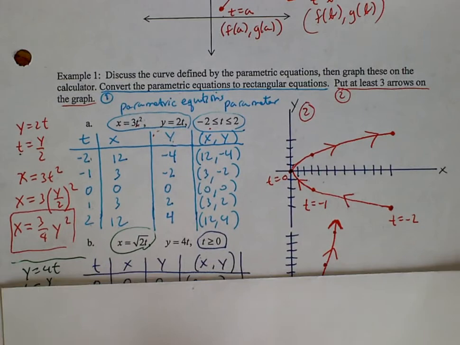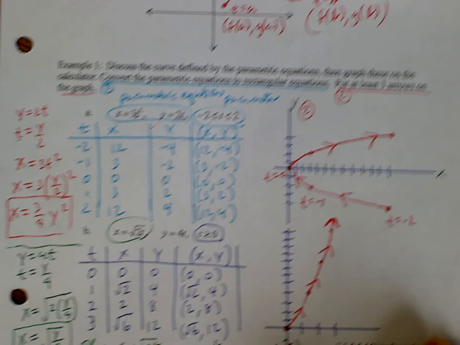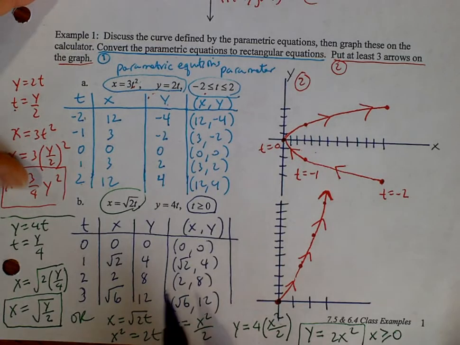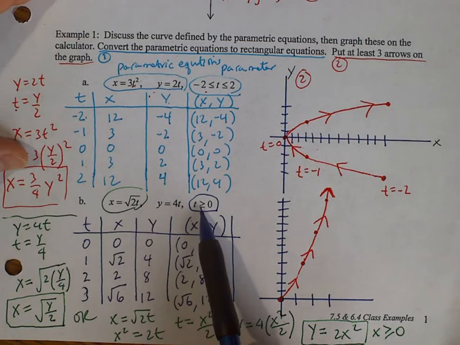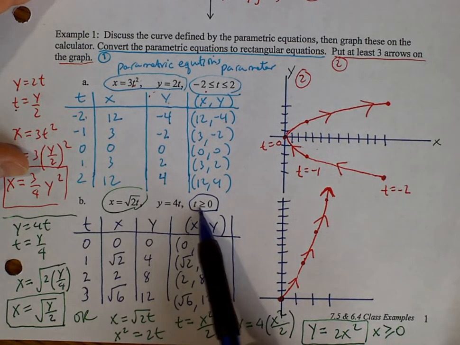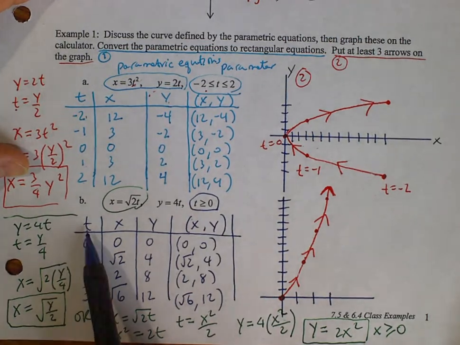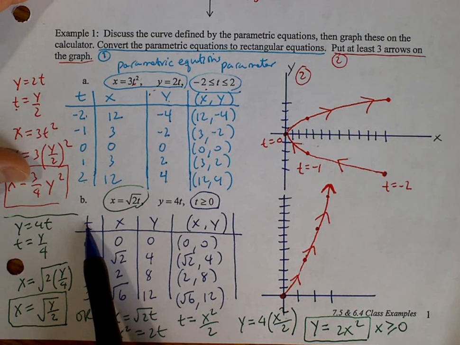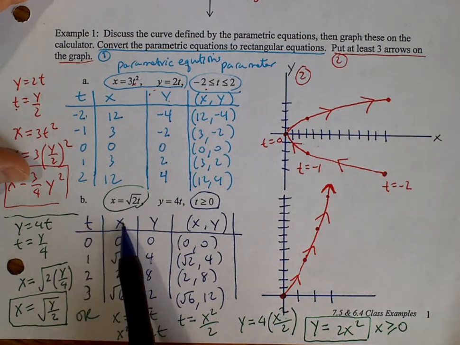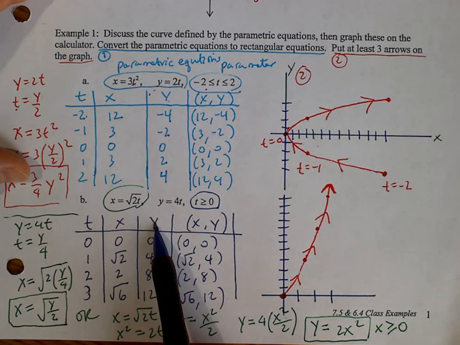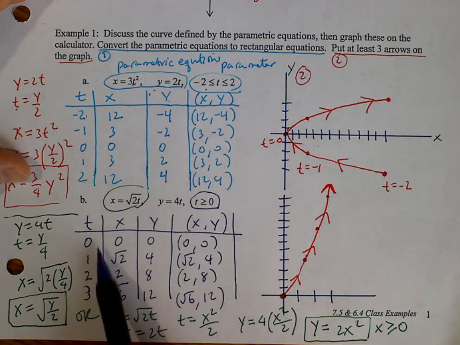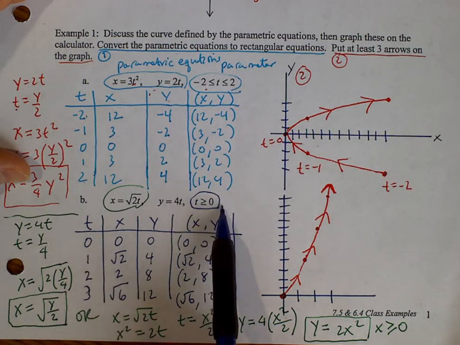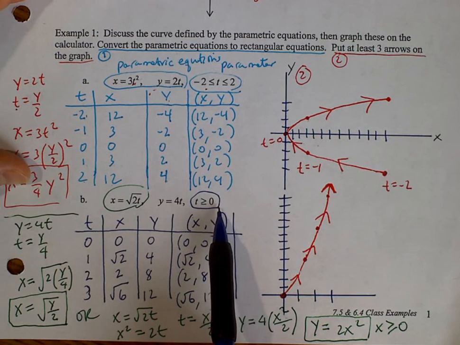Okay, we're going to try now the second example. For the second example, I'm given x is equal to the square root of 2t and y is equal to 4t, and my parameter is t is greater than or equal to 0. So I set up my table in the same way. I have my first column as t, second column is x, third column is y, and then x comma y. Now for this one, since it's starting at 0 and going infinitely to the right, I'm just going to choose about 3 or 4 points. That will be enough to give me an idea about how the graph looks.